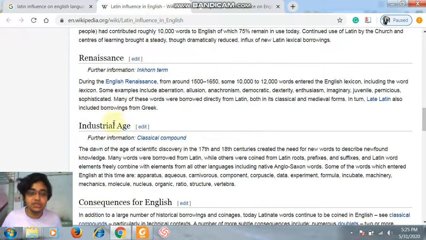And the fourth stage can be called also the Industrial Revolution, the Industrial Age. And then we will of course discuss whether this influence of the Latin is a help to the English language or is a hindrance.